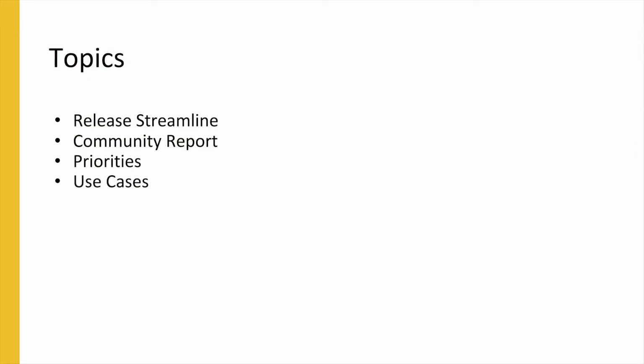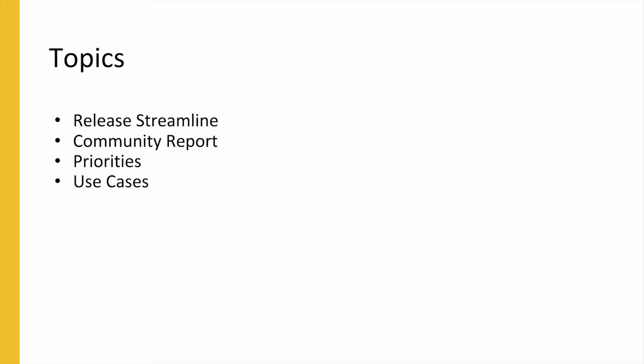So these are the topics I want to cover today. The first one is what we call the release streamline. The second is a community report, how the community looks today. Then we have some priorities in terms of the community and the project. And finally, some of the use cases that we still try to achieve in OpenDaylight.